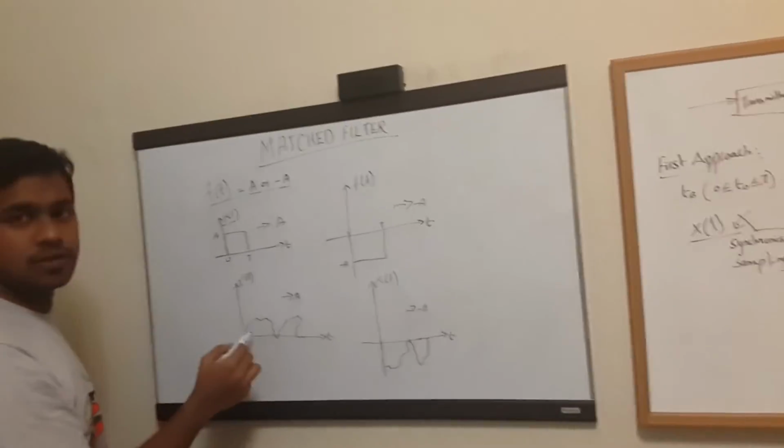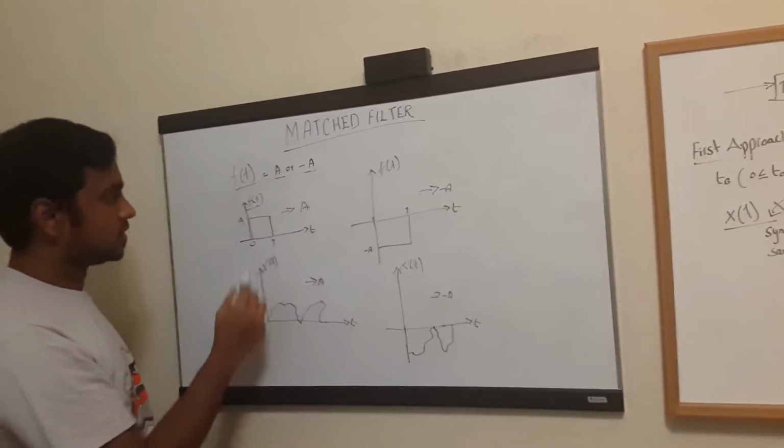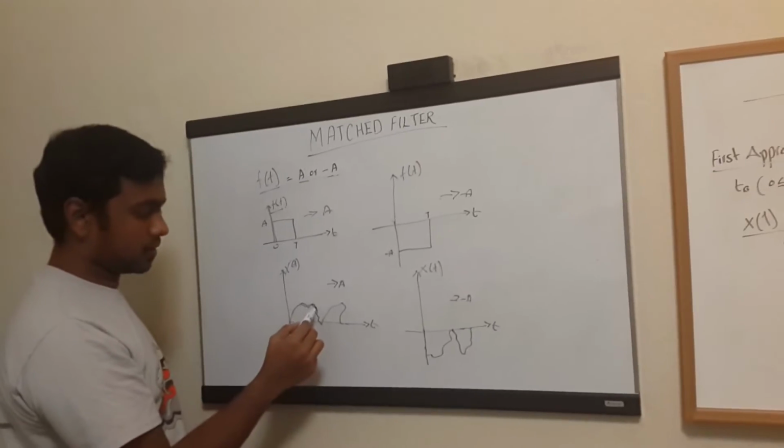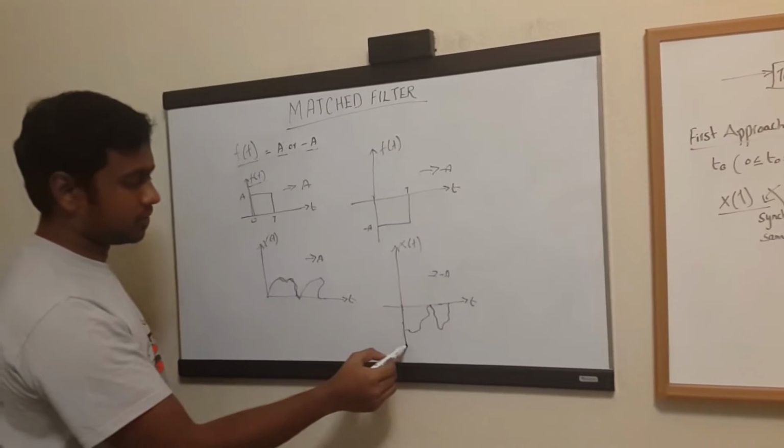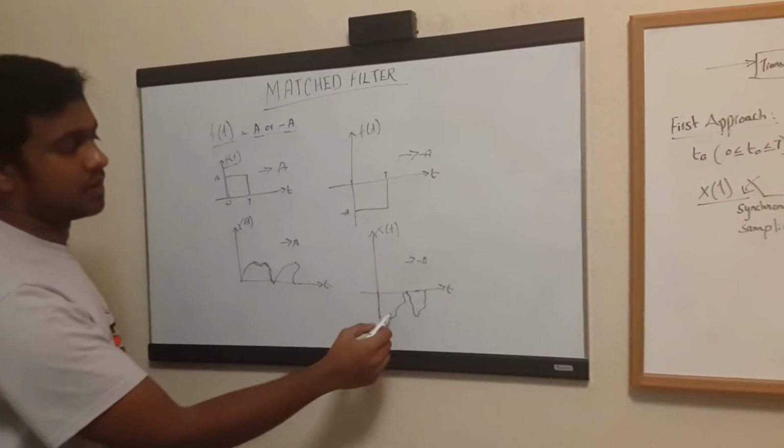By applying a noise signal into the system, we get graphs such as this, and in the negative axis we get a graph such as this.